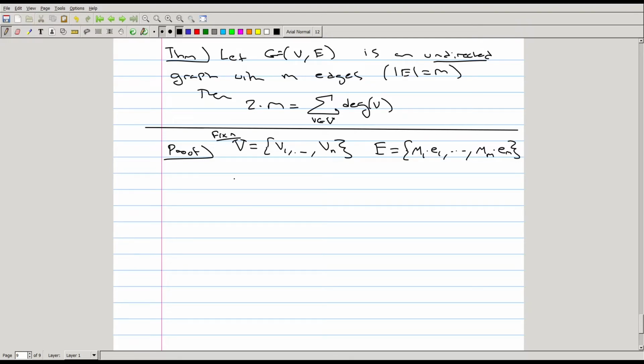And our base case is going to be when the size of E is equal to 0, or no edges, in which case 2 times the size of E, or 2 times M, is 2 times 0. And because there are no edges in the graph, the sum of the degrees of all the vertices is also going to be 0.